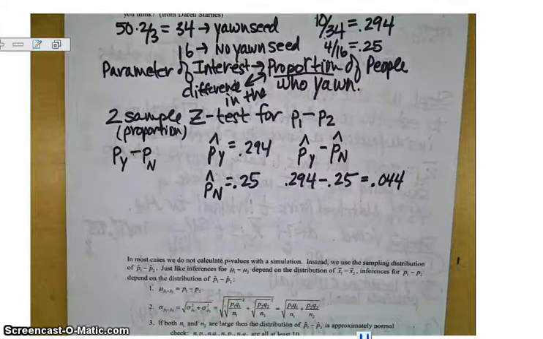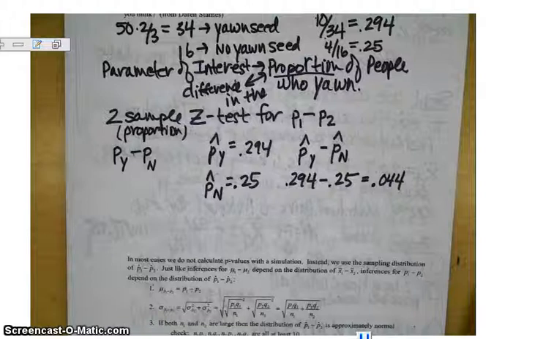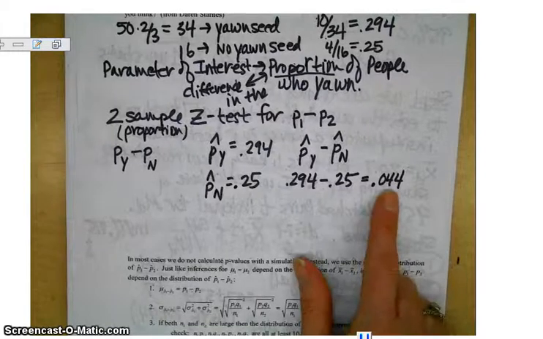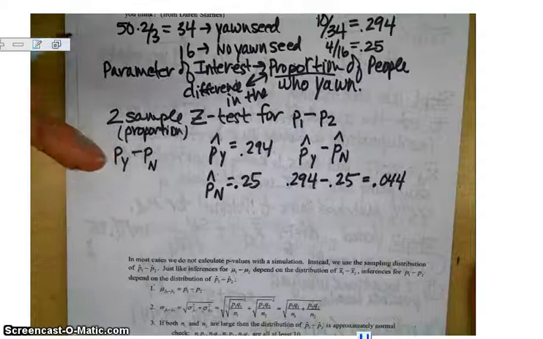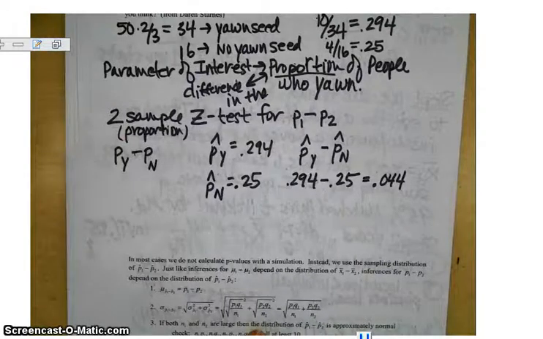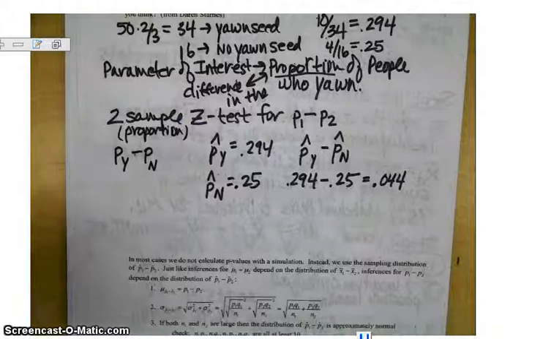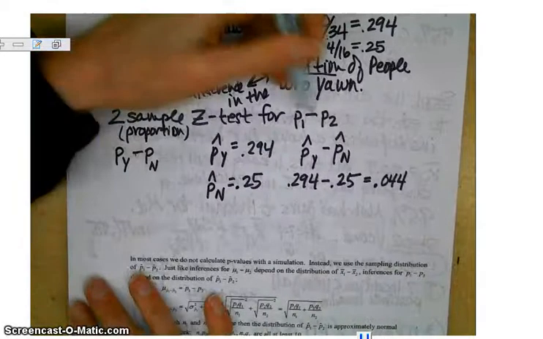So does there appear to be a difference in the proportion of people who yawn given a yawn seed versus no yawn seed? There does, a 4.4% difference. Our question is, is that a significant difference? Is that difference statistically significant? So we need to do a test. We're going to do a 2-sample z-test.